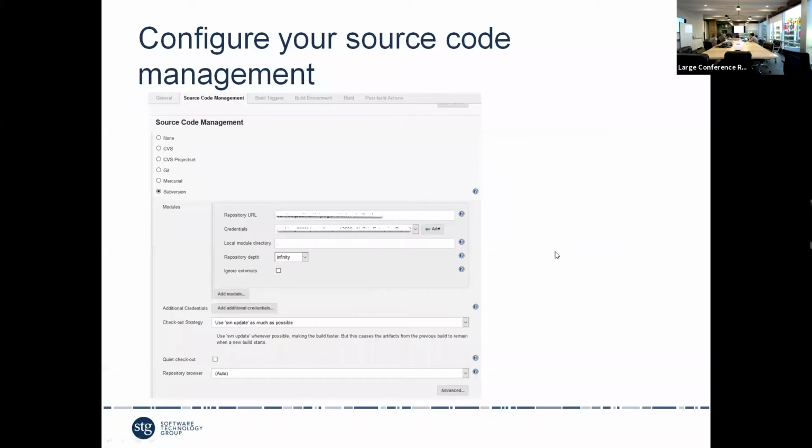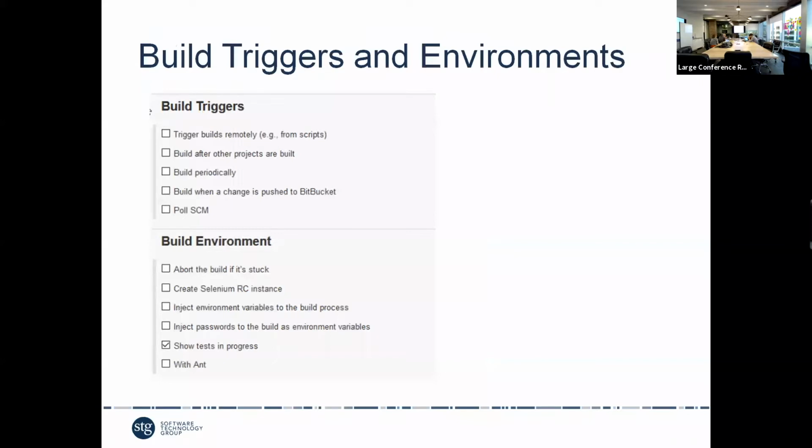That's a little bigger. That's what it looks like to configure your code. And choose Subversion, choose Git, whatever you want to. Build triggers. This is where you can say, based on this certain action, I want to kick off. If you want to kick it off based on time, you can. Here's your build environment, if you want to say, show my progress.